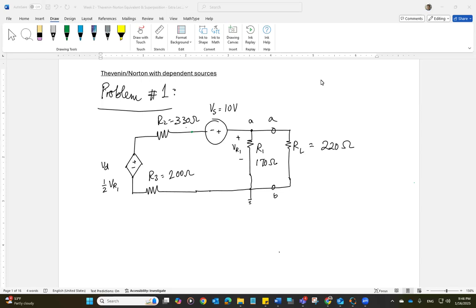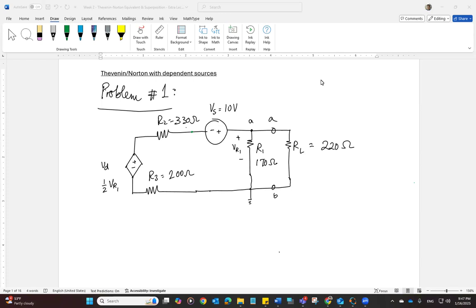So in this lecture, we are going to solve a couple of problems. The first problem we are going to do is to find the Thevenin and Norton equivalent of the circuit that you see on the screen. It has a dependent source.